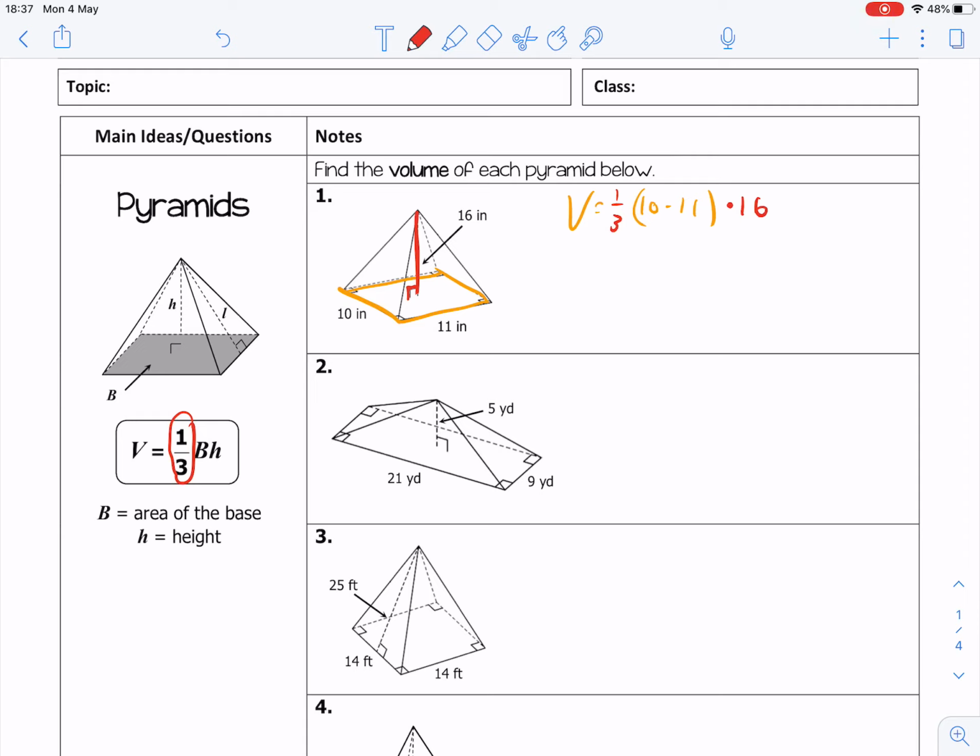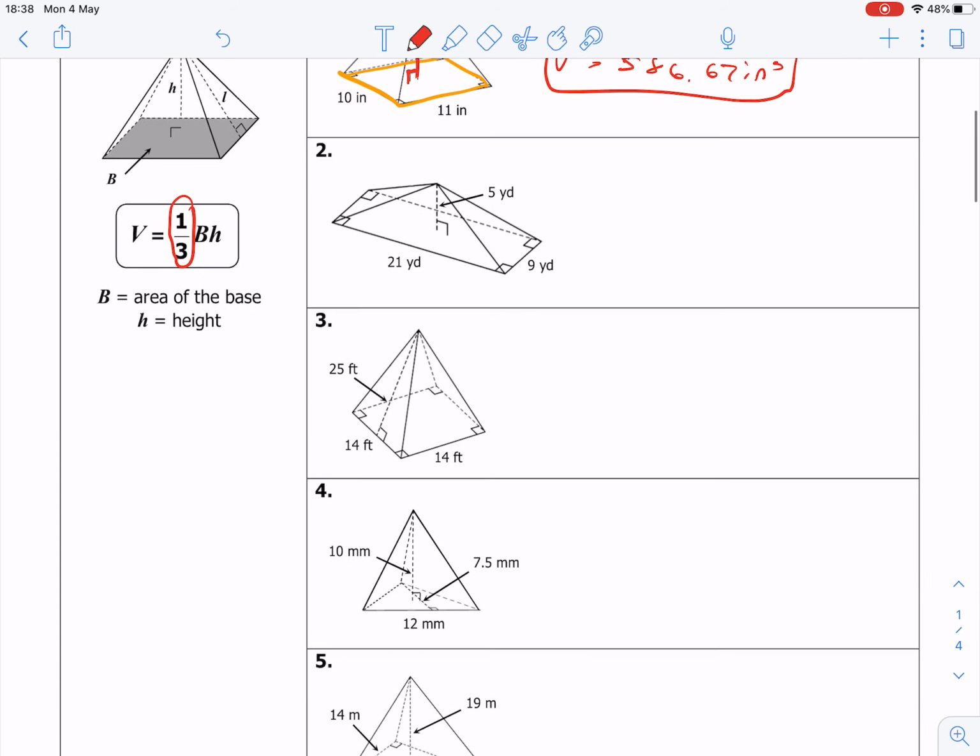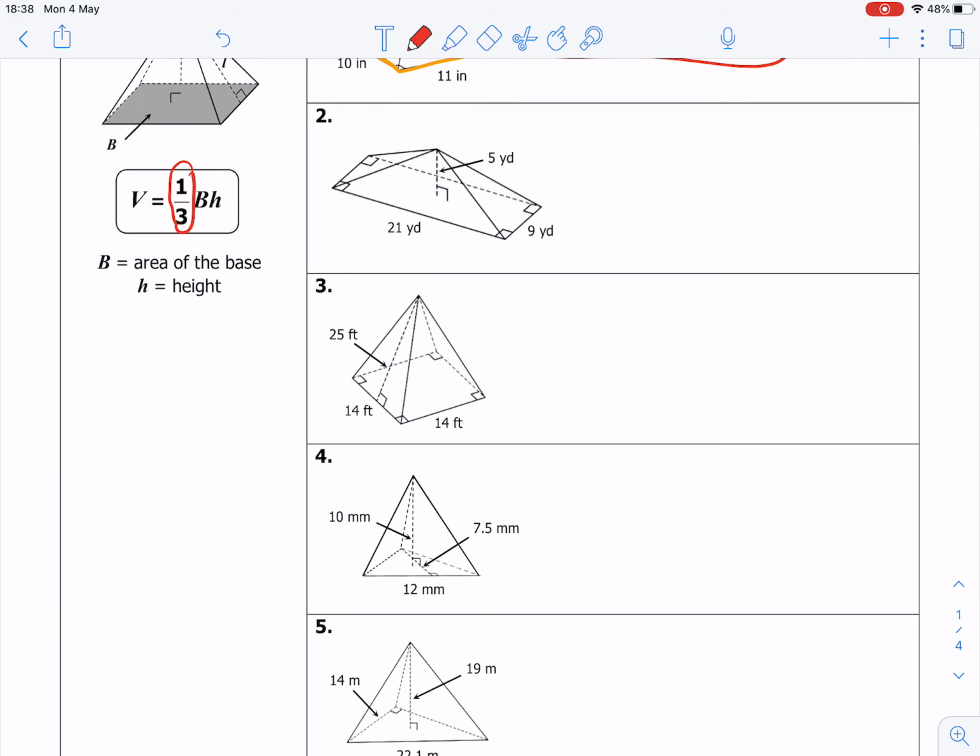And that's basically the idea. So we do the normal prism, and we just take 1/3 of it. And so when we do that, it's going to give us 586.67 inches cubed for our volume of this rectangular pyramid. Cool. Number 2 is a similar idea. Number 3 is a little bit more challenging.